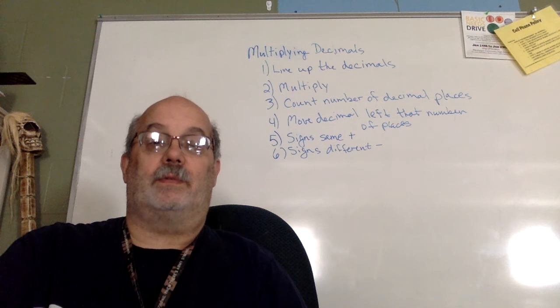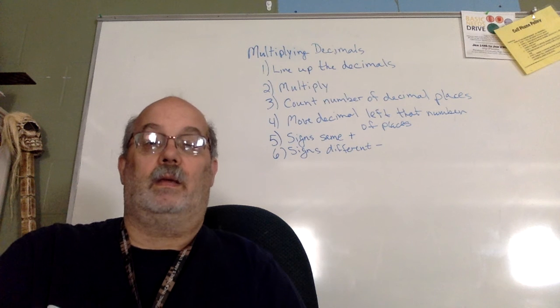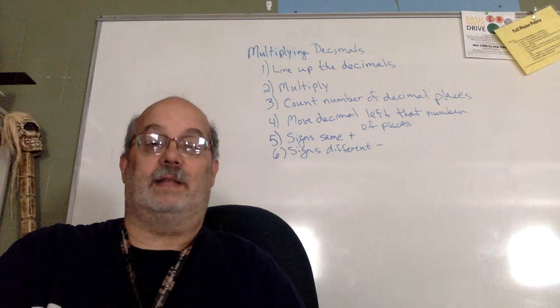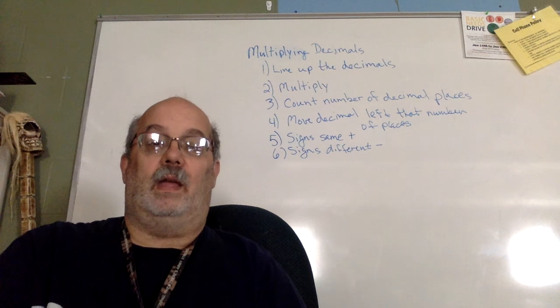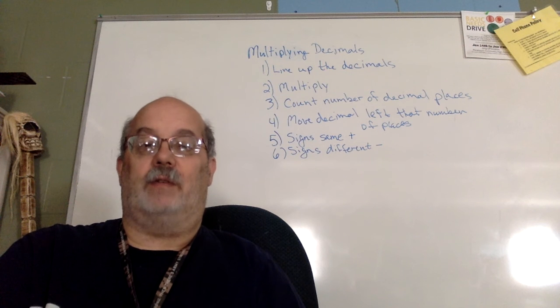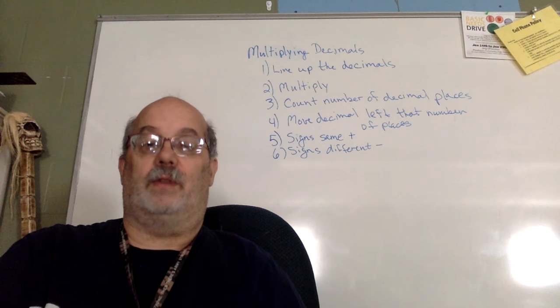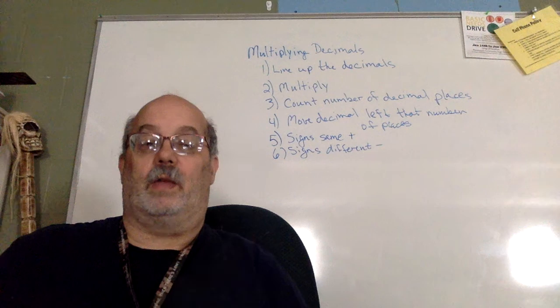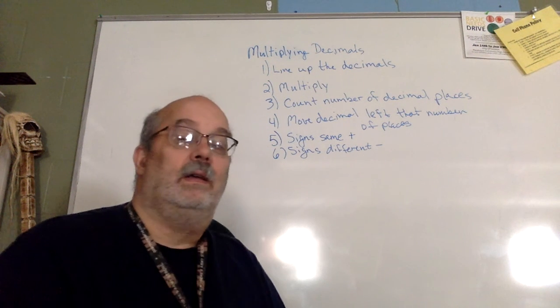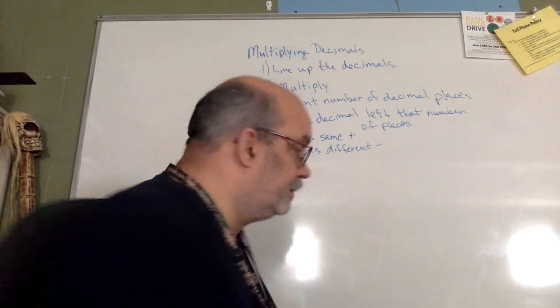The last two steps are to decide whether it's a positive number or a negative number. If the signs are the same, it's positive. If the signs are different, it's negative. If we have more than two numbers, we're going to multiply the first two together and then take our answer and multiply the third number by it and then get an answer. And if we have four or more, we'll keep going. So I'm going to erase this now and we'll start the problem.